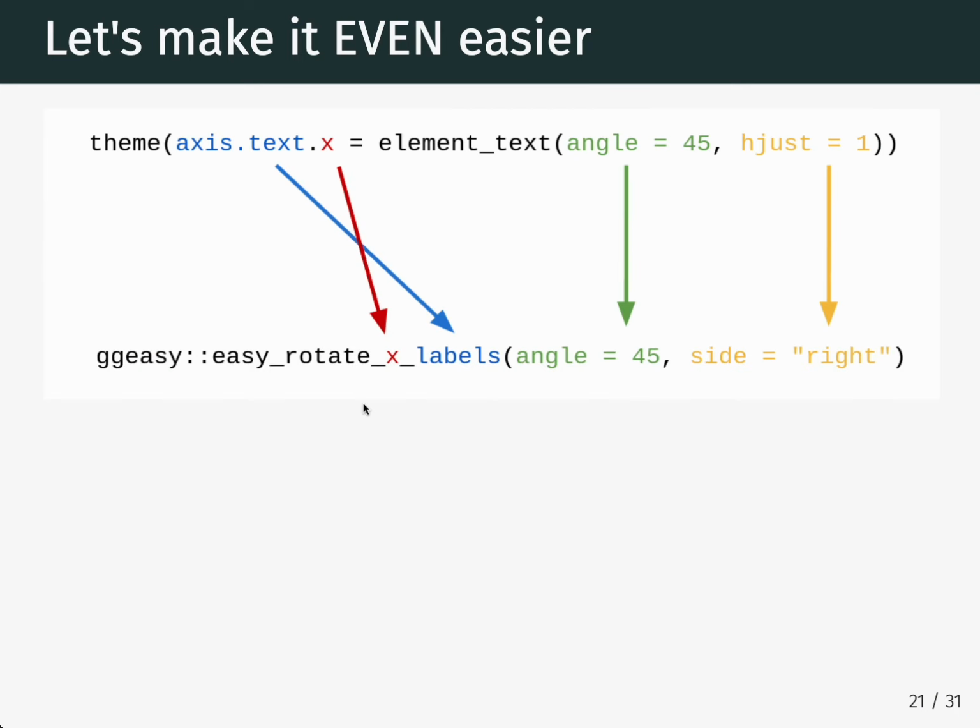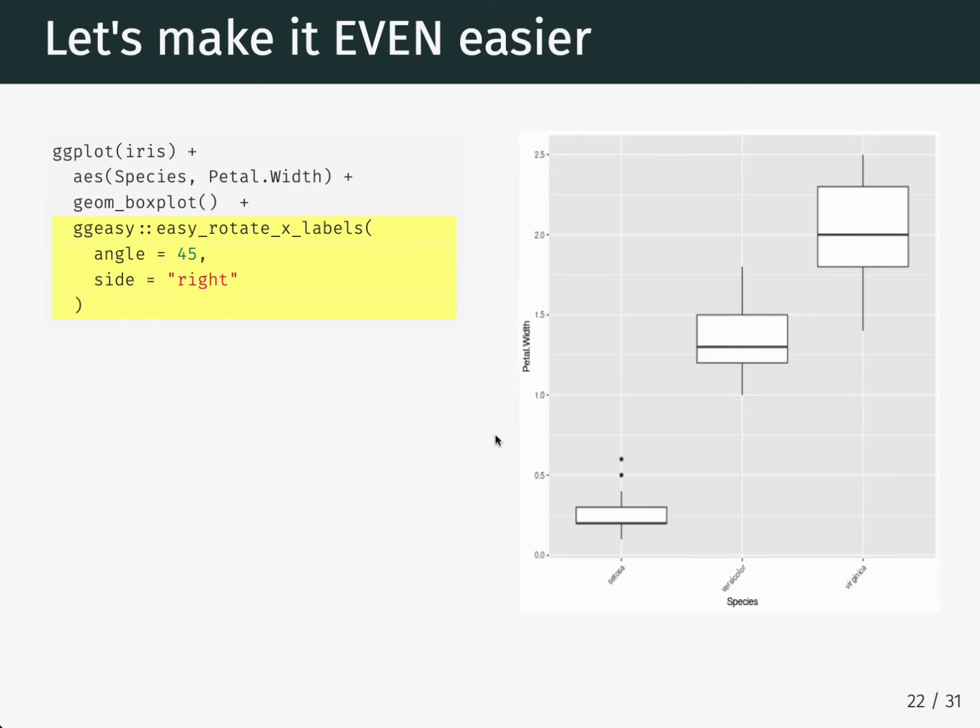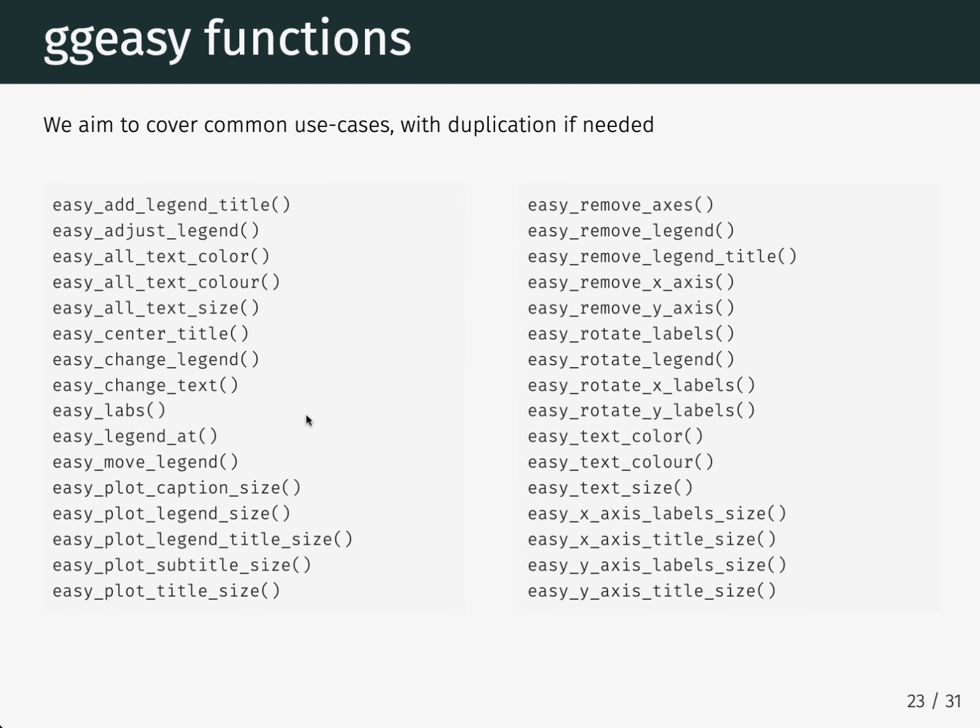We can go one step further and put the x of which one we want to change into the function name itself. This helps with autocomplete when you know that you want to rotate the x labels. We also have rotate y labels. So in this case, setting rotate x labels to angle 45 aligned to the right, we get what we want. We have many functions in ggeasy. There is also some duplication here just to make autocomplete easier.